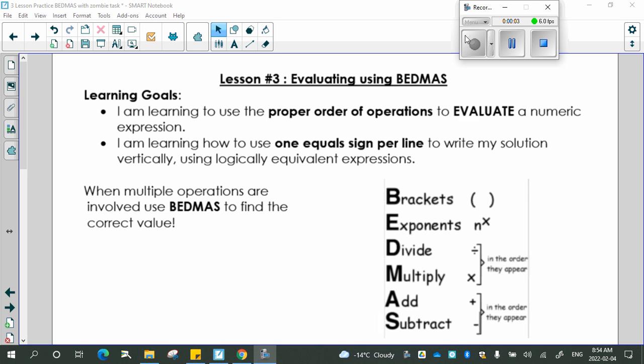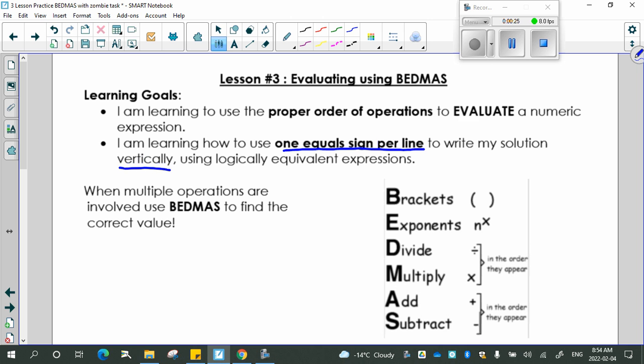So today's lesson is on evaluating using BEDMAS, which a lot of people learned in grade 7 and 8. So we're learning to use the proper order of operations to evaluate a numeric expression. And then also communication-wise, we're learning how to use one equal sign per line to write our solution vertically, going downwards, using logically equivalent expressions. Okay, so I'm going to keep going over how important equals is when we write a mathematical statement.